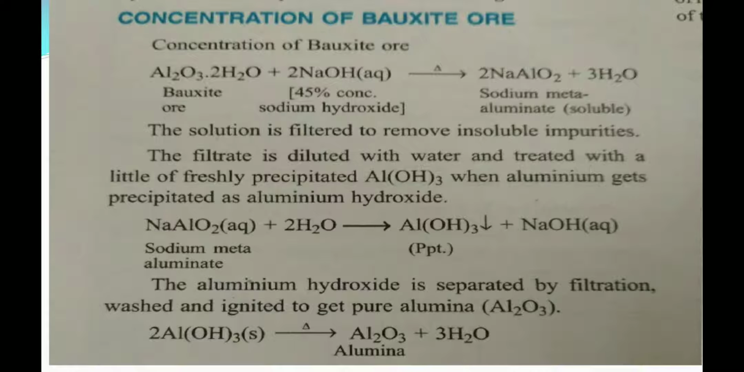The aluminum hydroxide is separated by filtration, washed and ignited to get pure alumina, Al2O3. The reaction goes like this: Al(OH)3 upon heating gives rise to Al2O3, that is alumina, plus water. Dear students, remember that chemical equations must always be balanced.